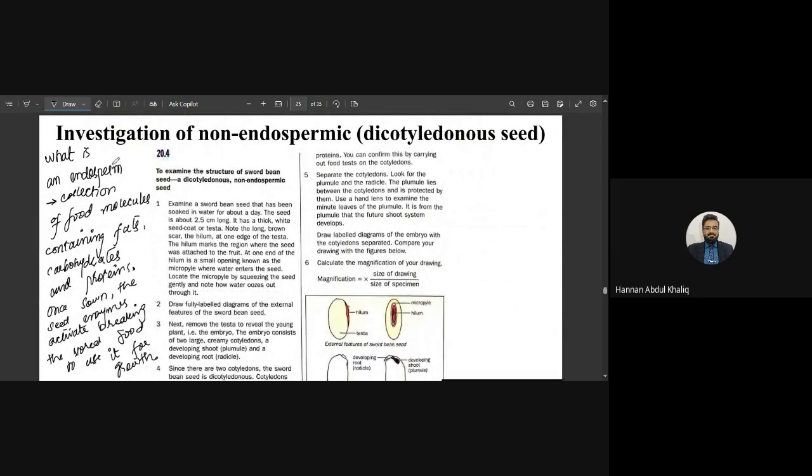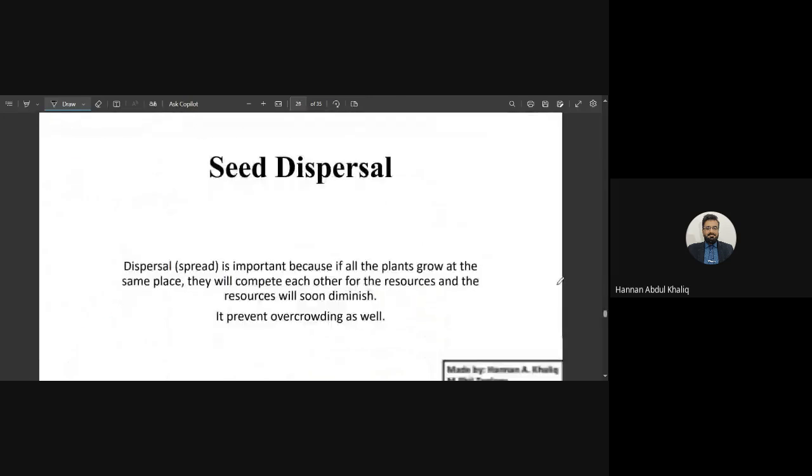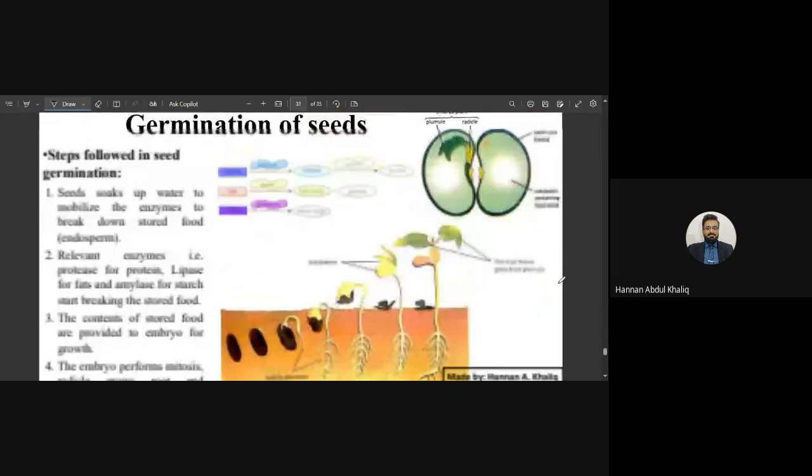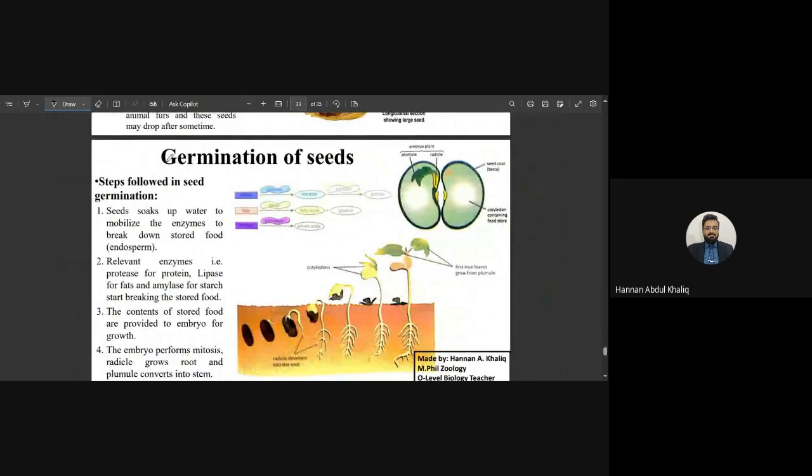Okay. I would teach you the dispersal later. Let's see the germination of seed. The germination of seed is when the seed reaches a favorable spot and plans to grow.